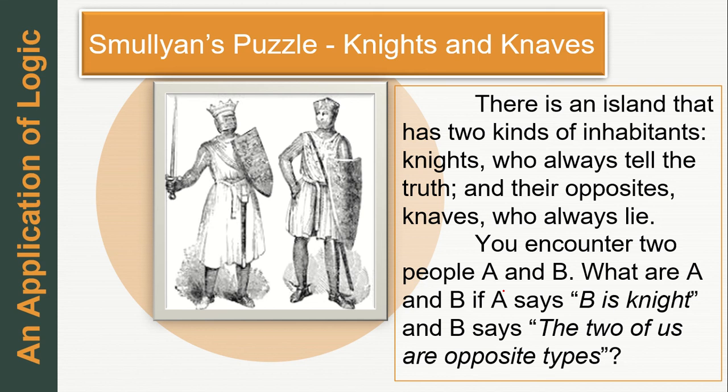Now, you have to identify what type of inhabitants A and B are. Is A a knight and B a knave, or B a knight and A a knave? Or it could be both A and B are knaves, or maybe both A and B are knights. So you answer this one, show your solution, how you solved this puzzle, and what A and B are.